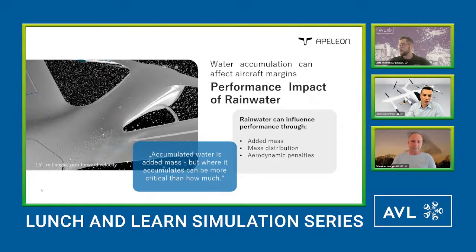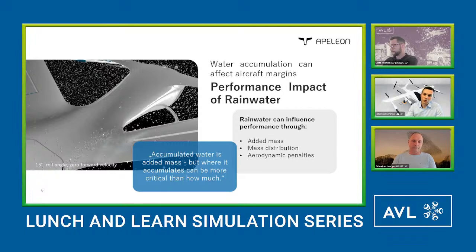Water accumulation is also a performance topic. I mean, we know it from icing topics in aviation. It's quite important to understand the icing effects. It's about degraded aerodynamics. It's about added mass, but it's actually the same with water. Maybe not to the same extent, but it's addressing the same topic. So rainwater can add mass, especially if we talk about slow flight or hover modes, which are actually a big topic in the eVTOL world.